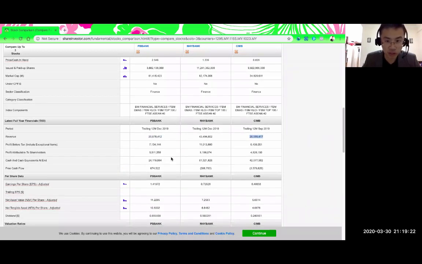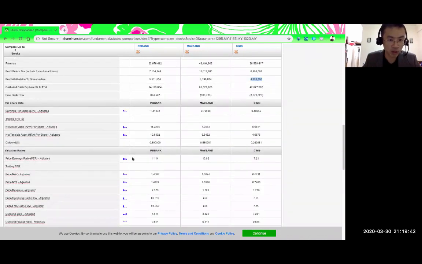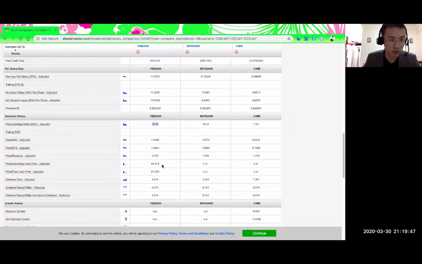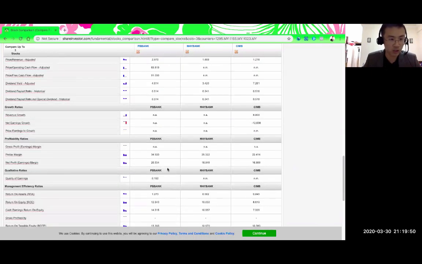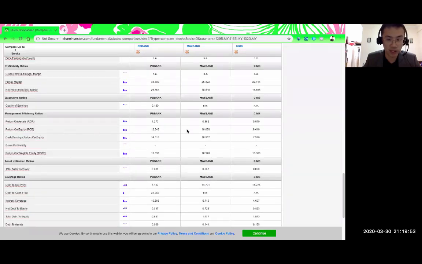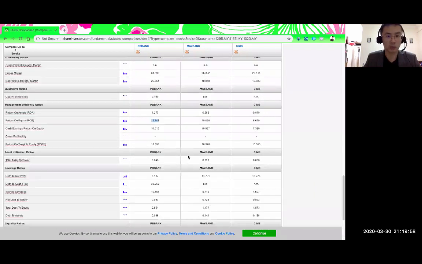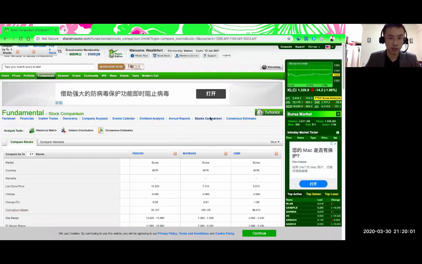Okay, how about profit to shareholders? Public Bank is 5 billion, Maybank is 8 billion. You see, 8 billion out of the 43 billion sales. And then CIMB is 4 billion out of 28 billion sales. So you know which bank is more efficient and effective. You can compare all their valuations, which bank has the highest PE. Among these three, Public Bank has the highest PE ratio, growth rate, and so on. You compare which bank gives the highest ROE. Looks like Public Bank has a 12% ROE. So this is information you can find about a company by doing comparison.